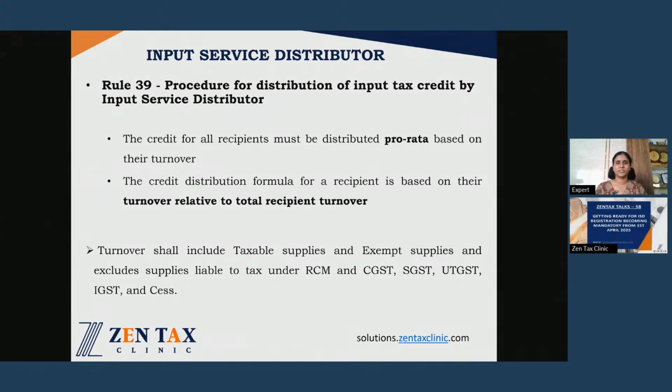So we now will have this doubt: does this turnover include only taxable turnover, or does it also include exempted turnover? The answer is that the turnover shall include both taxable as well as exempted turnover. However, while computing this turnover, we shall exclude any supplies liable to tax under RCM, and any tax amount involved, that is any CGST, SGST or IGST, shall be excluded.